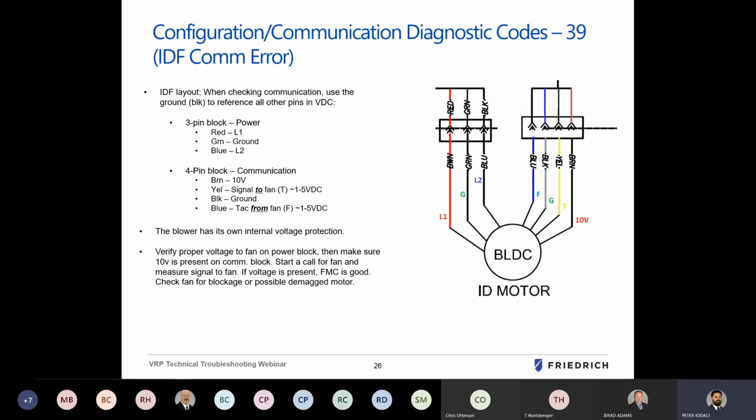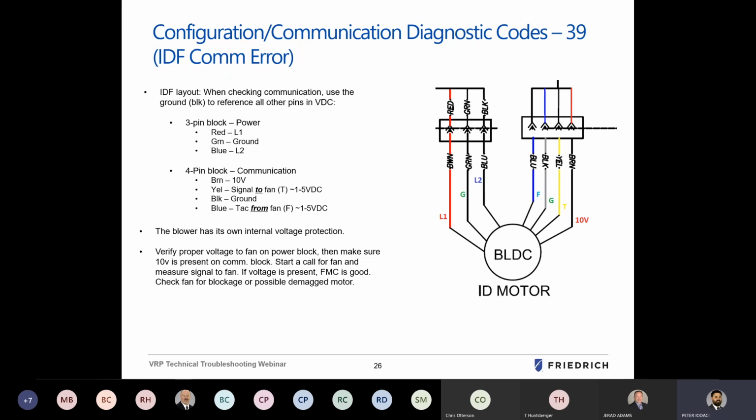Error code 39 is a pretty tricky one. And I think before we get to error code 39, there's something that we should go over, the specifics of the indoor motor. So the indoor motor has 2 connections to it. It has a line voltage side, and then it has a communication side.